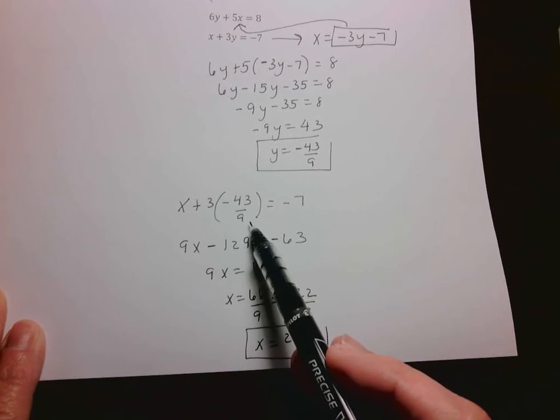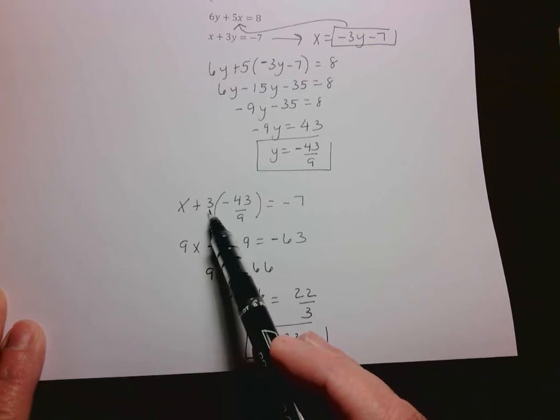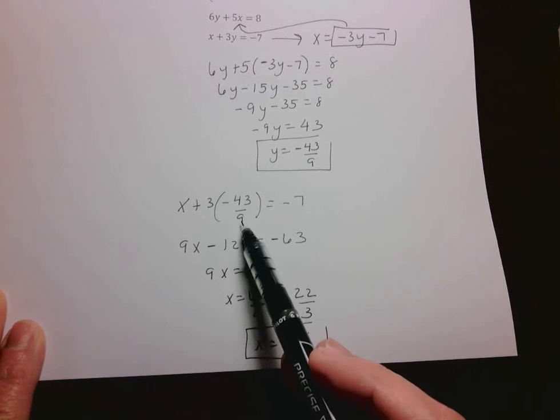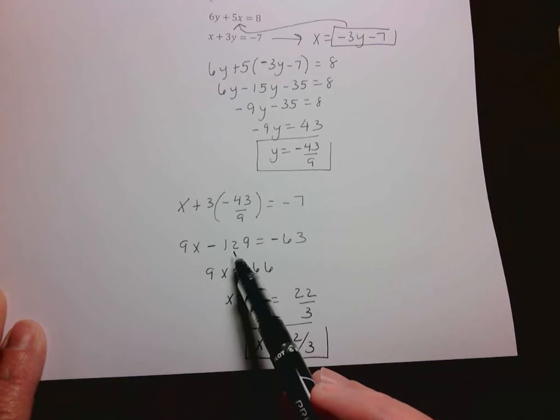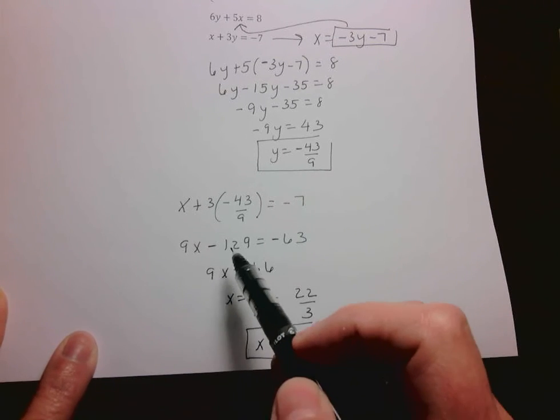Watch what I did to make the math easier for myself. I multiplied each term by 9. Once I multiplied each term by 9, this just ended up being 3 times negative 43 because that 9 canceled out. That was the whole point. The whole point of multiplying each term by 9 is to get rid of this denominator. So then the denominator here is gone, so then that's just 3 times negative 43. And that's what I did there.